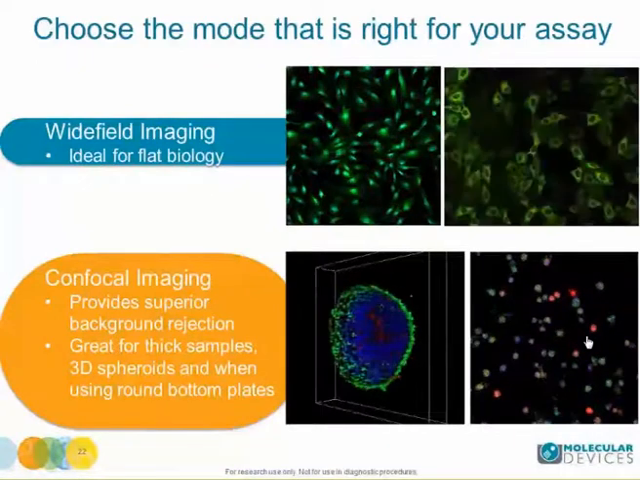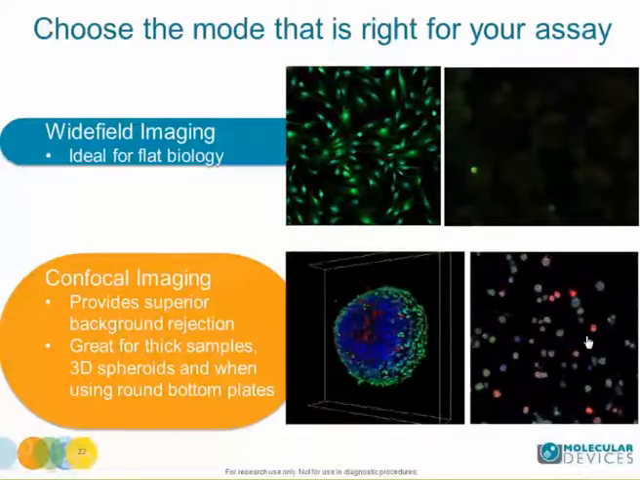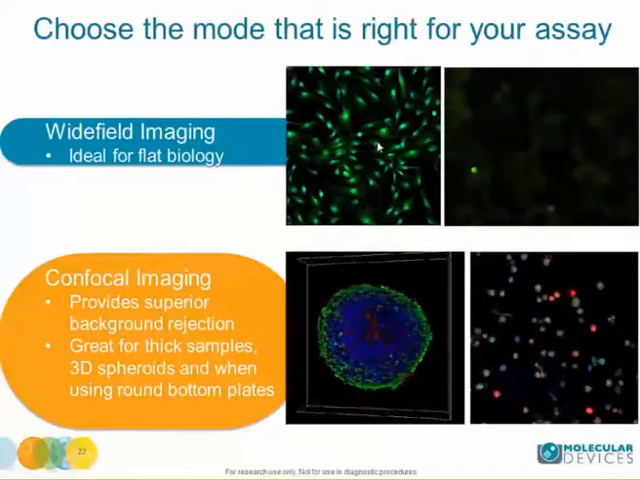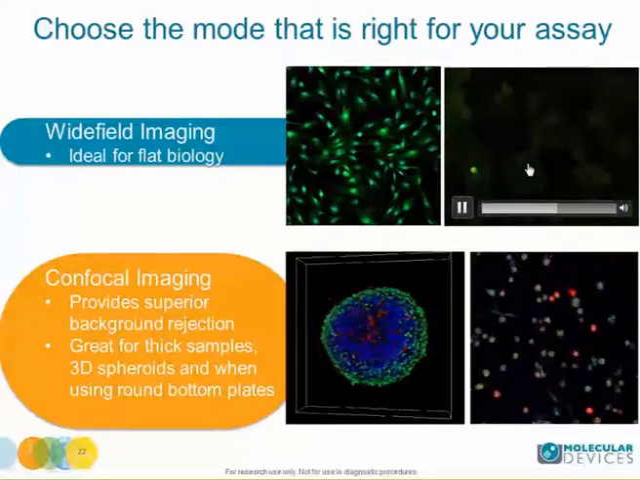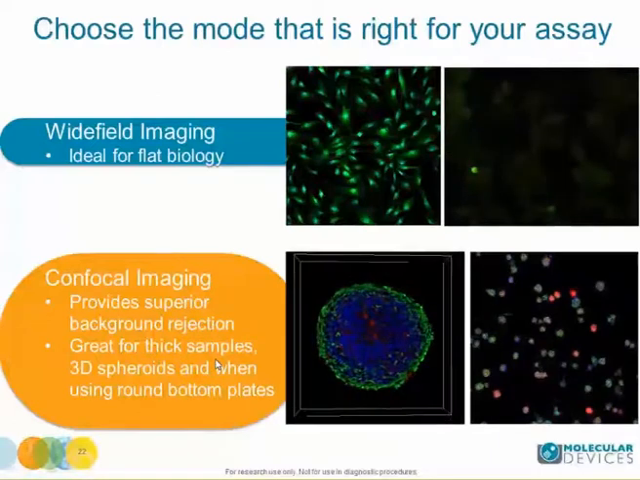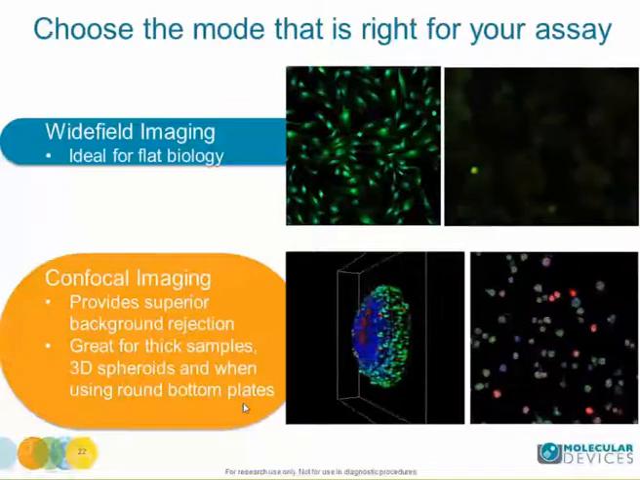We like to provide a product that allows you to choose the mode that's right for your assay. We have tools for wide field imaging, which is ideal for flat biology. You might be looking for some upregulation of some gene. You might be trying to do a time-lapse assay looking at some endocytosis function, which is shown on the right. If you have a thick sample, like the spheroids we're going to be talking about, or cells in a hydrogel, then confocal imaging provides superior background rejection and is great for thick samples. And that's what we're going to be using today, because we're mostly talking about the spheroids.